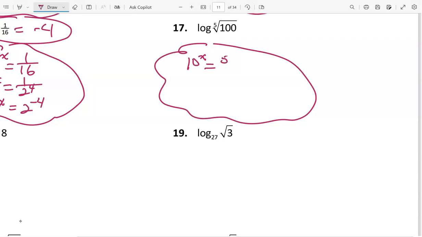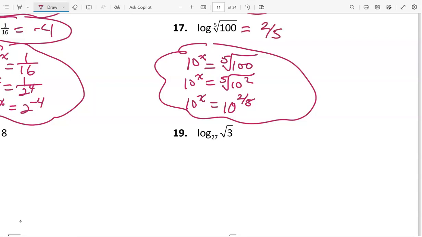In number 17, this is a base 10 log because the base is unspecified, so 10 raised to the x power is the 5th root of 100. And 100 can be re-expressed as 10 squared, and the 5th root of 10 squared is the same thing as 10 raised to the 2/5 power expressed as a fractional exponent, so the value of this logarithm is equal to 2/5.